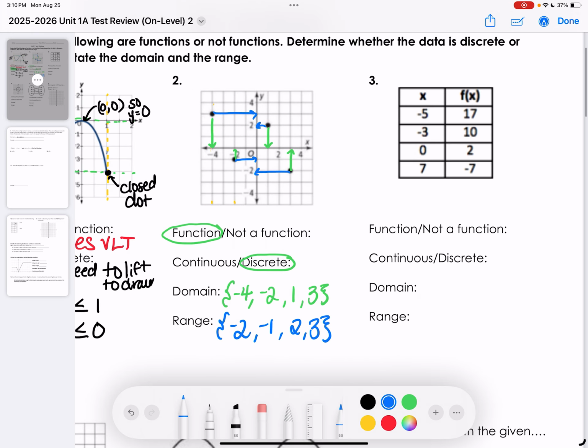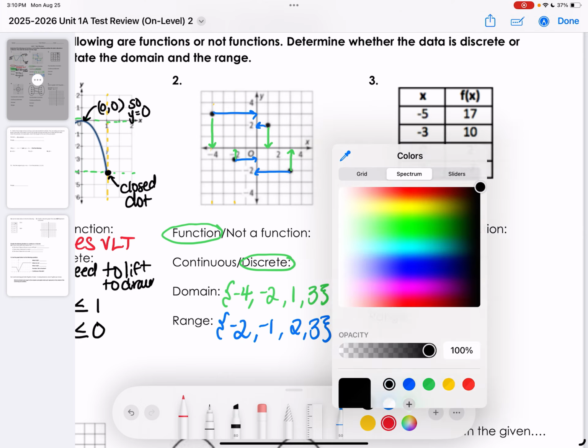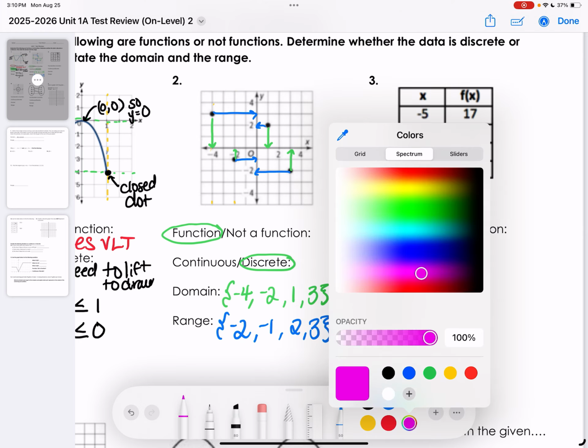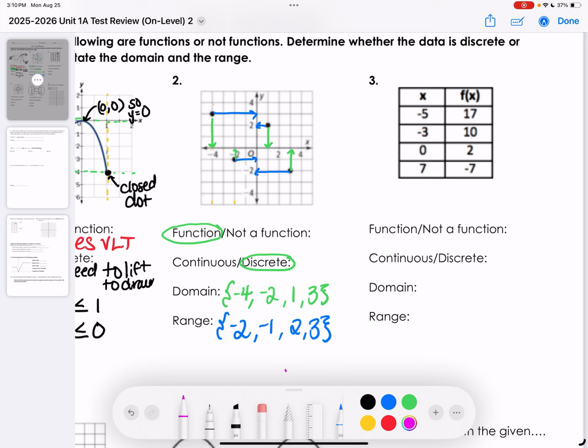All right, so taking a look at the next one, determining whether or not it's a function, we need to know if there's any duplicating x values, and there is not. So it is a function, no duplicating x's. And really it's not just the duplicating x's, it's having the same x value, but having a different y or f of x value. Okay, anytime you see a table, it's going to be discrete.